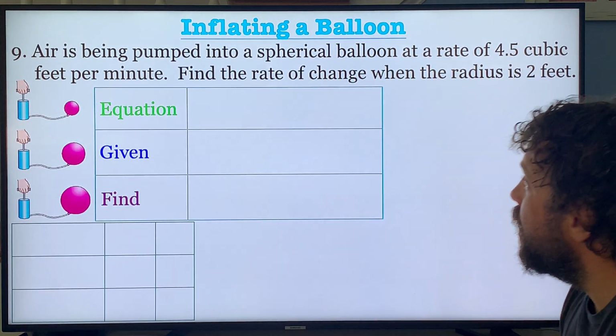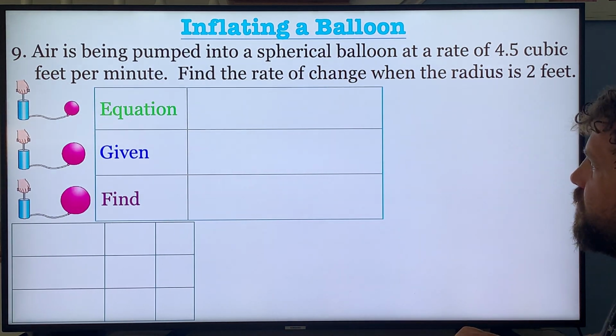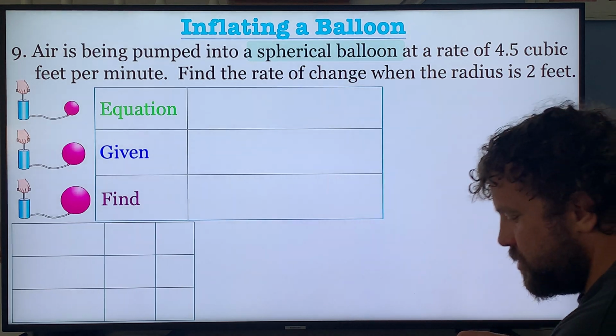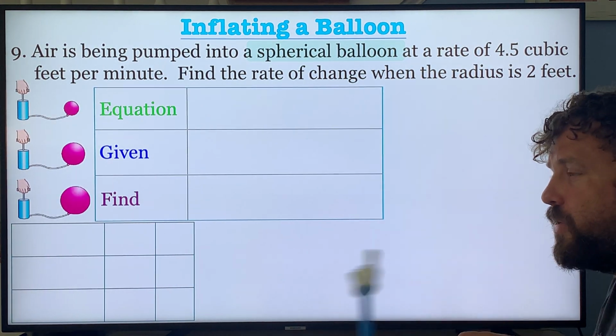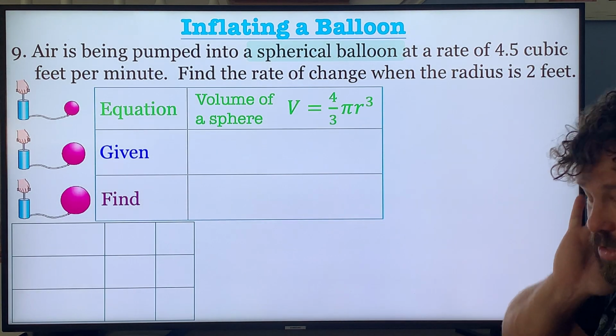Anyone? What's the equation we're going to use? So you've got a spherical balloon right here. I need to draw a picture. I got my picture there. First thing we should see is spherical balloon. When you hear a three-dimensional figure, that represents volume of the sphere, 4/3 pi r cubed.